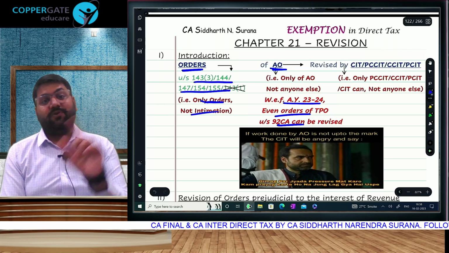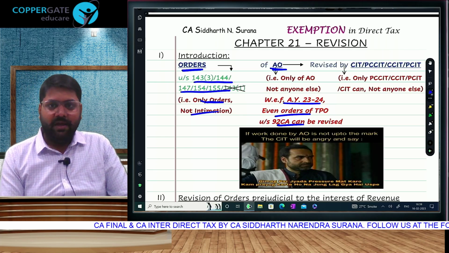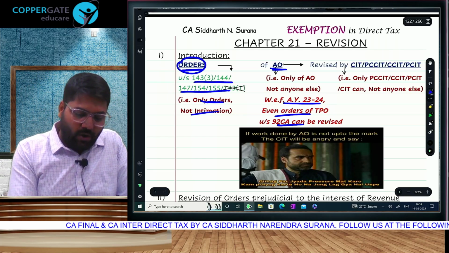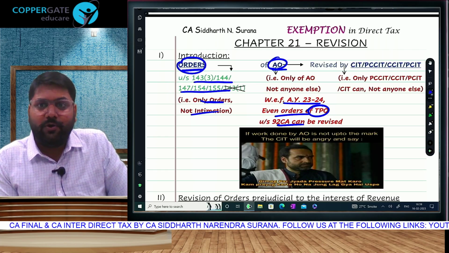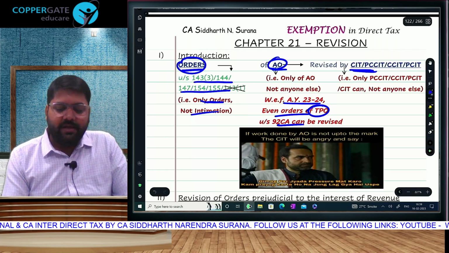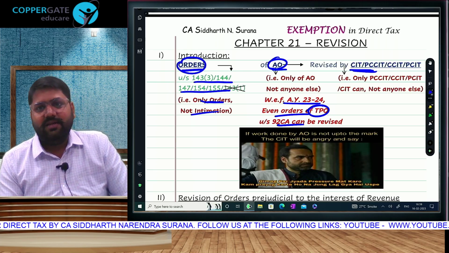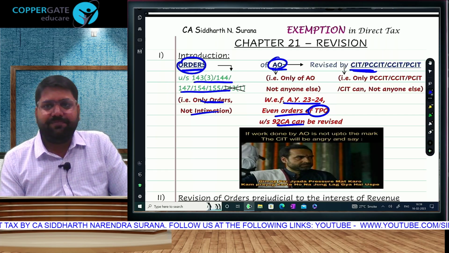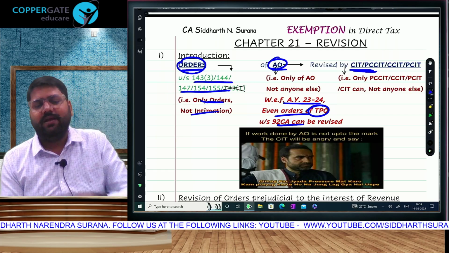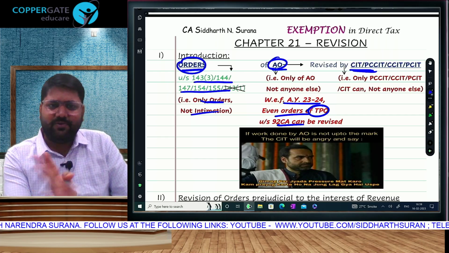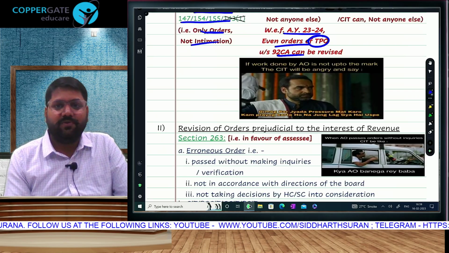And now, as we already saw, that even TPO ka order can be set aside and that also has to be revised. So, order of AO or TPO will be revised by the CIT or CCIT, matlab CIT, PCIT and CCIT, PCCIT. Because both have the principal post also. So, order of AO will be revised. If you have made any mistake, then the original order will be set aside and the fresh order has to be passed. And same thing will now be done by the TPO also.